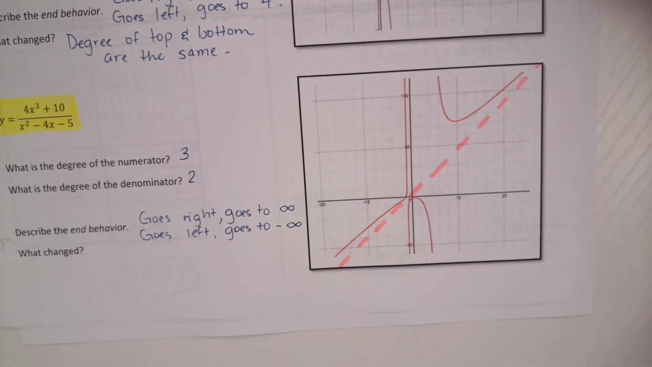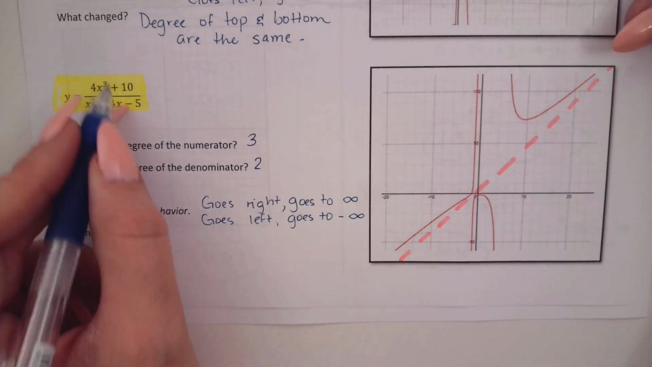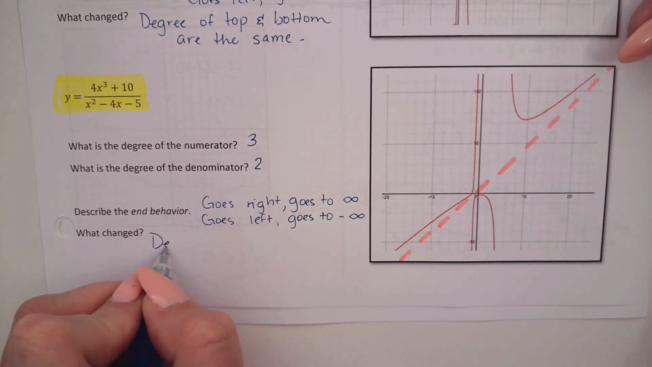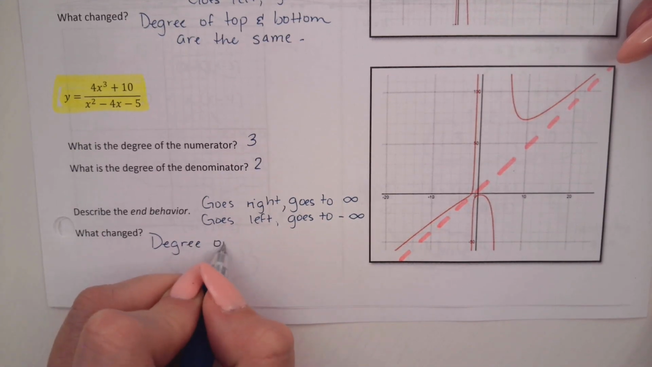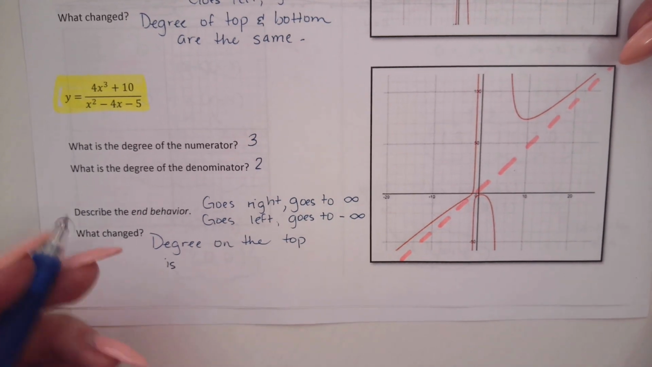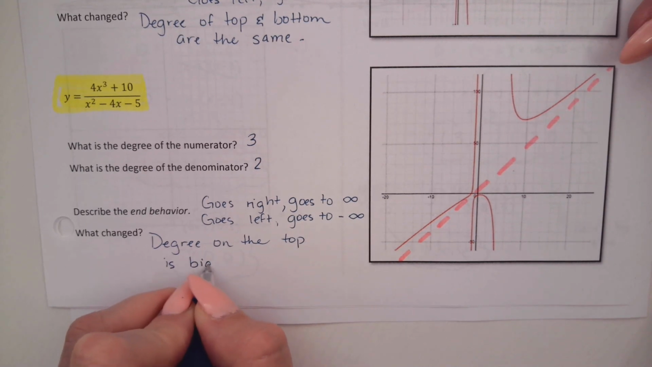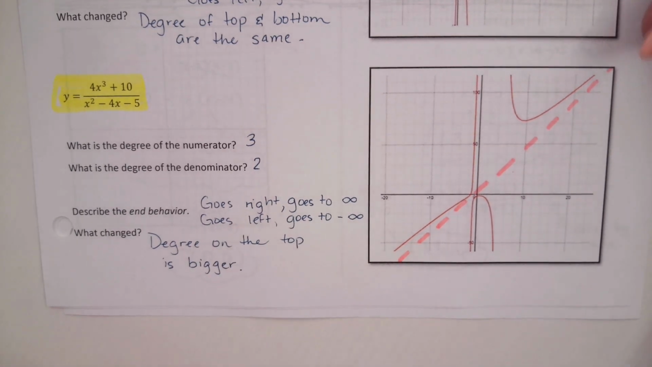What changed on this one? On this one, we made the degree of the top bigger than the degree on the bottom. Specifically bigger just by 1 degree. When you take pre-cal, you'll look at what happens when the degree on top is bigger by 2. Guess what type of asymptote that one is? It's a quadratic asymptote. None of those this year, though.